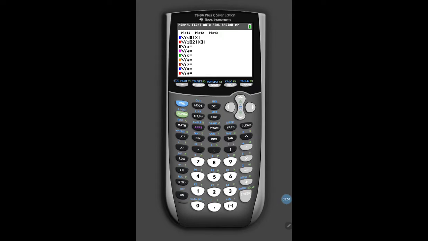Let's see what that does. So here's your parent function, the absolute value. There's 2 absolute value in the red. Well, you know what? I wonder what happens if I do 3 absolute values of x.